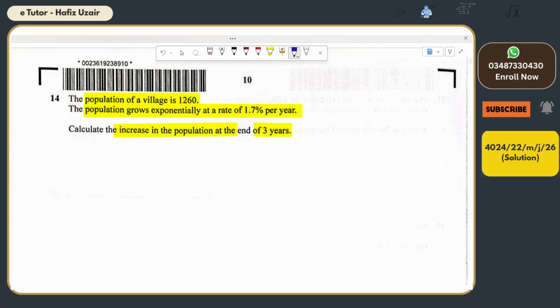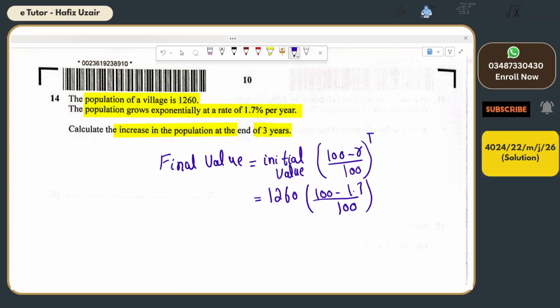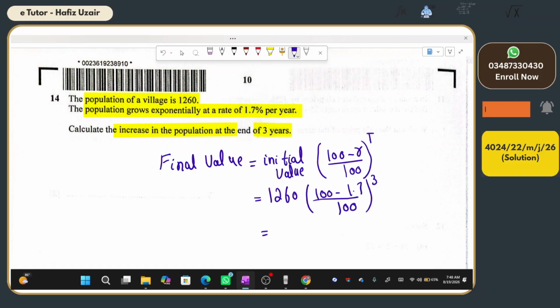Now you have the formula for exponential growth and decay. So that is actually final value is equal to initial value into 100 minus r over 100, power t. Now the final value is what we need to find out. So initial value is 1260 into 100 minus 7. Sorry, not 7, 1.7, over 100 power t, and t is 3 over here. So let's do this on the calculator.